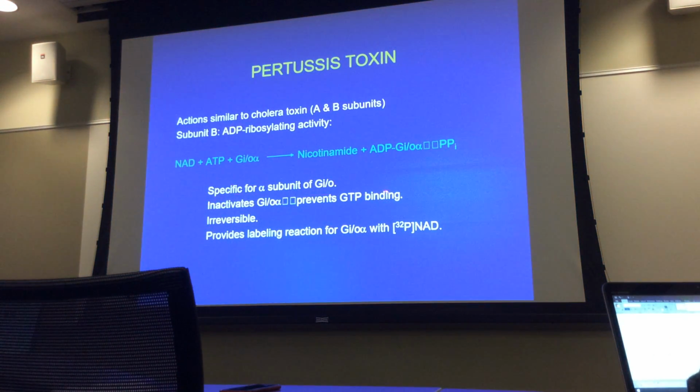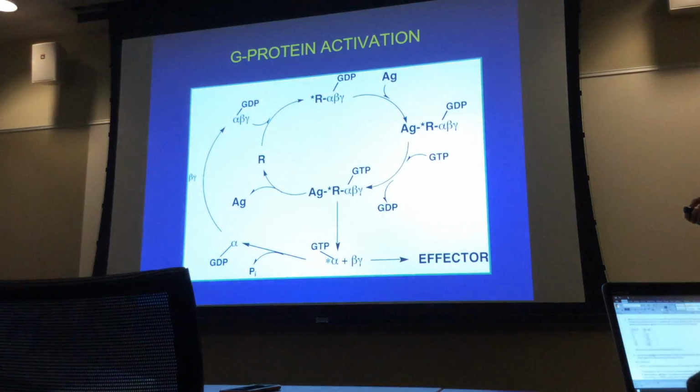So it prevents the activation. Once again, like cholera toxin, it is irreversible. And it is responsible for whooping cough. To be honest, I don't know exactly how. I don't know what cells in the lung are really critical for this, but I'm sure there are.